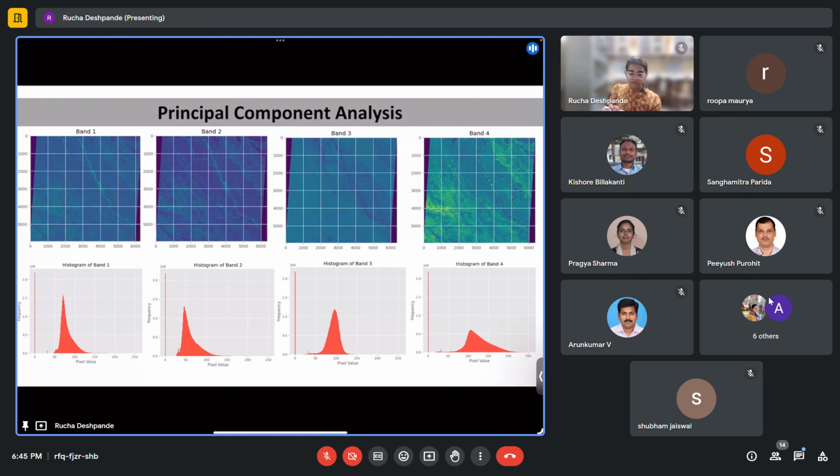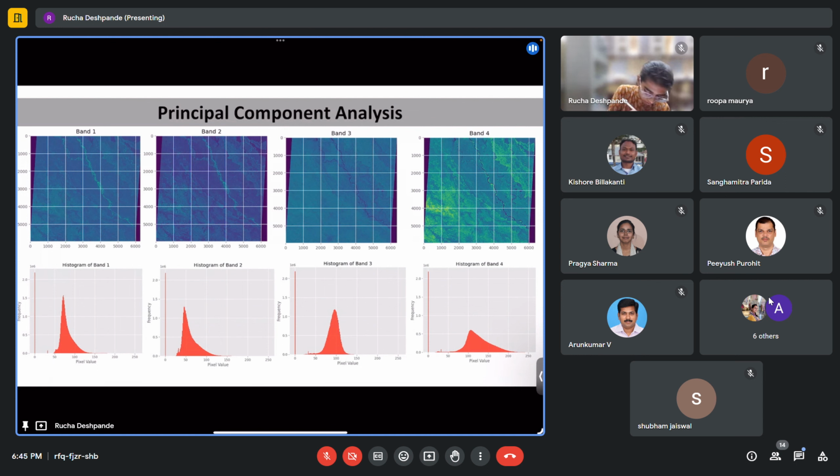Yeah. So this is an image which has 4 different sets of bands. This is band 1, band 2, band 3, and band 4. And these are the images showing the histogram distribution of DN values of all the pixels in this band. The coloring scheme used over here is a little different.